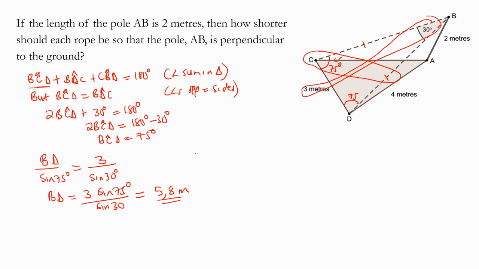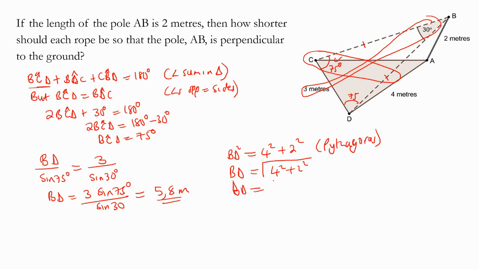And now let's find the length of the rope if this pole is perpendicular to the ground. So it means BD squared should be equal to 4 squared plus 2 squared. Why? Because of Pythagoras. Then BD is equal to the square root of 4 squared plus 2 squared, getting that BD is equal to 4,5 meters.